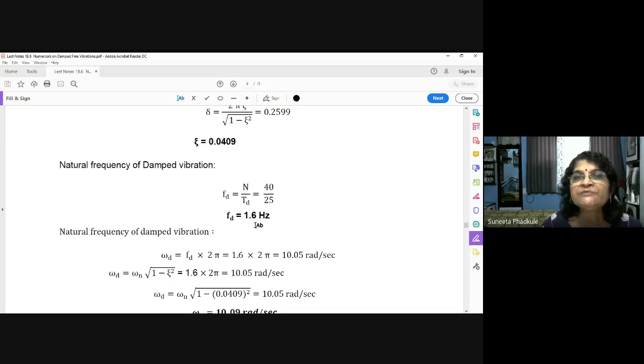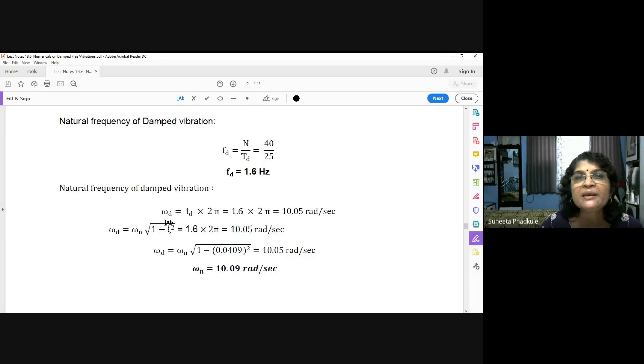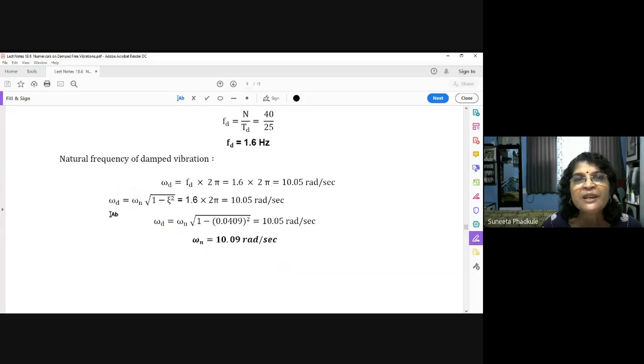Okay, once we get fd, find out omega d. You know fd is equal to 1 upon 2 pi into omega d. Therefore, omega d is equal to 2 pi fd. fd we have found out, this is 2 pi. So omega d comes out to be 10.05 radian per second. Once we find omega d, find omega n, because zeta is known to you. So putting the value of zeta and the value of omega d, we find omega n. Omega n comes out to be 10.09 radian per second.